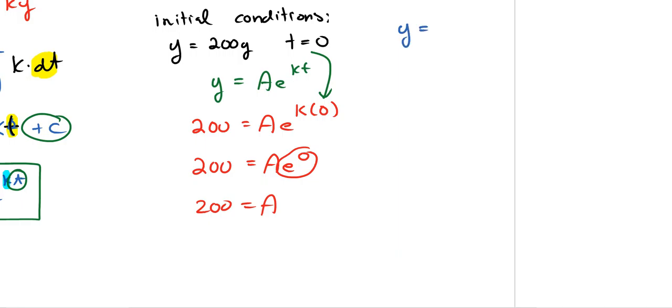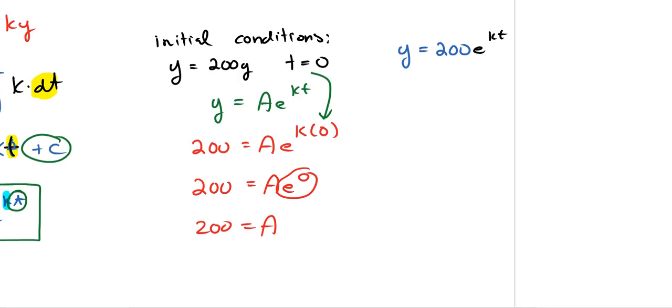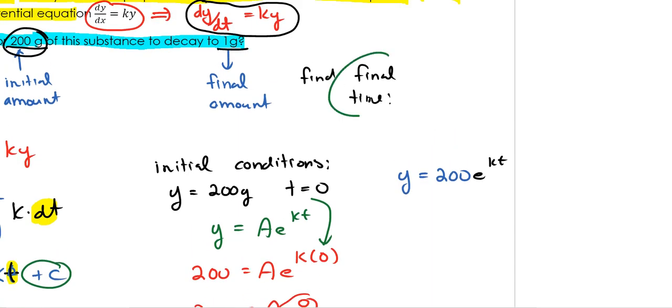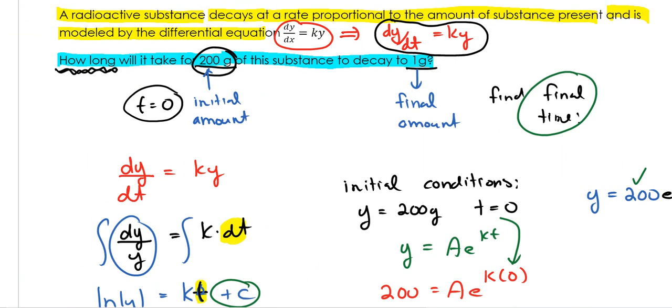This is going to be y equals 200 e to the kt. Okay. Alright, so before we can find, remember our goal is I want to find the final time, right? I want to find out what this time is. I know I found my a value now, but now I also need to find this value of k, okay? So before we can find time, let's go ahead and find k. And in order to find k, we need to use this half-life problem here.